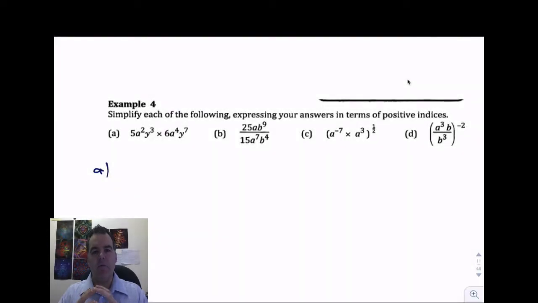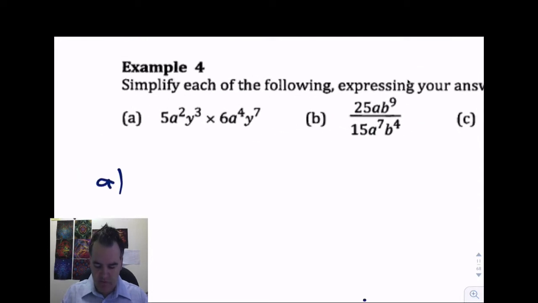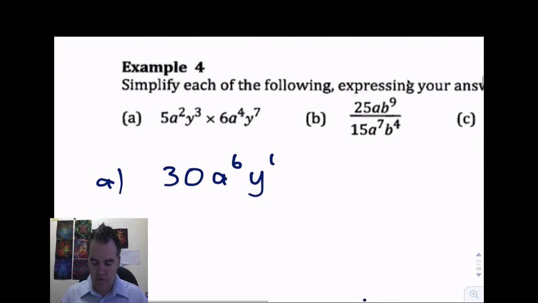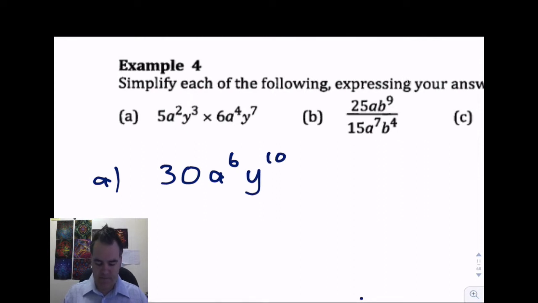Okay, let's look at example 4. We're going to put them all together now. These are the kind of questions that you might get in the exam. So in part A, 5 times 6, we can just deal with the numbers separately. So that's going to be 30. And deal with the powers separately. So a squared times a to the 4, add the powers. y cubed times y to the 7, add the powers, giving us y to the power of 10.